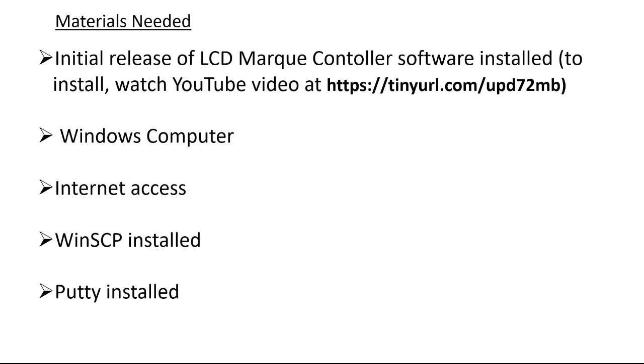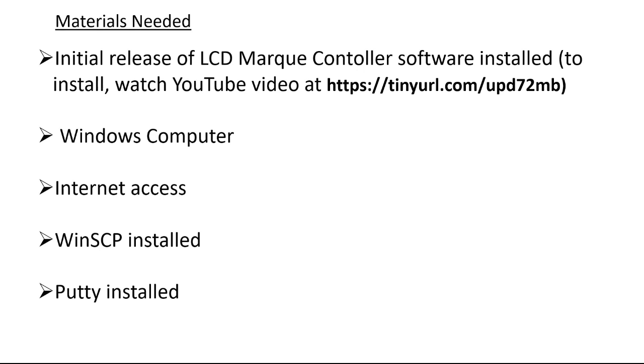So these are going to be the materials needed to perform this update. The first thing you're going to need is the initial release of the LCD Marquee controller software set up on a Raspberry Pi, and to install that, you can watch my YouTube video at the link that's embedded in this video. It's listed right there. It's a tinyurl.com link. I shortened the URL so you could just type it in pretty quickly and go to it.